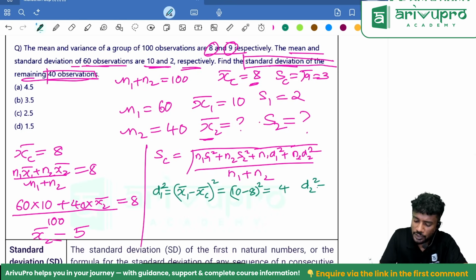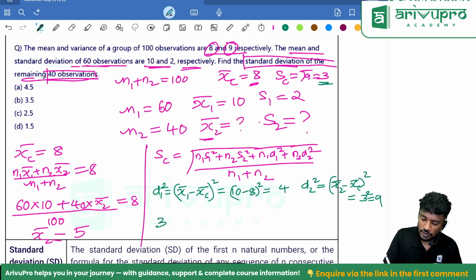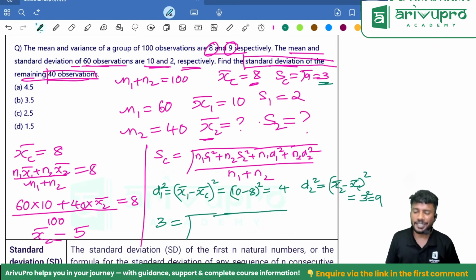Similarly, D2 square is equal to how much? D2 square is X2 bar minus Xc bar the whole square. That is 5 minus 8 the whole square. That is 3 square, which is equal to 9. So we got D1 square, D2 square. Rest of it you can find. SC is how much? 3. 3 is equal to root of N1 S1 square. N1 is 60 into S1 square is how much?